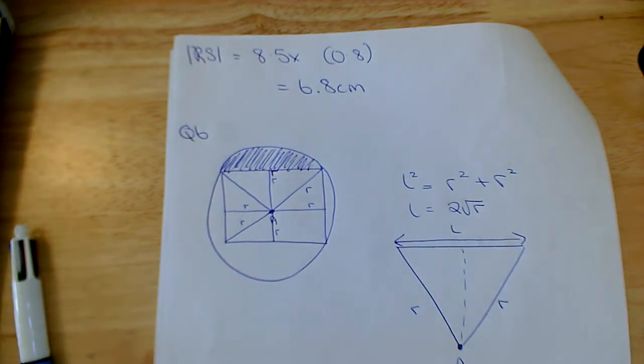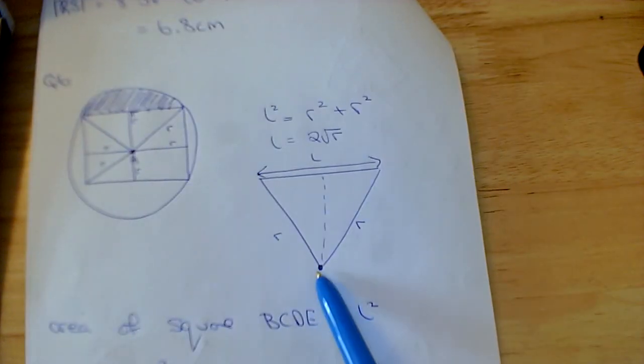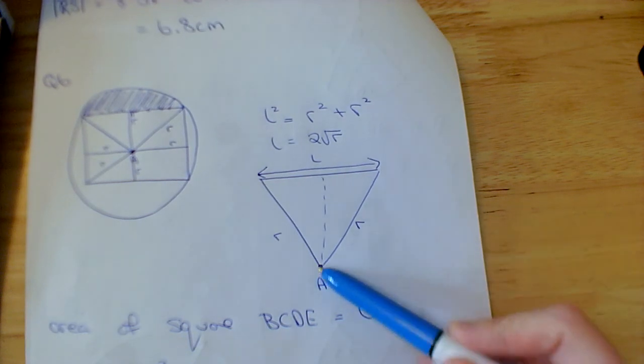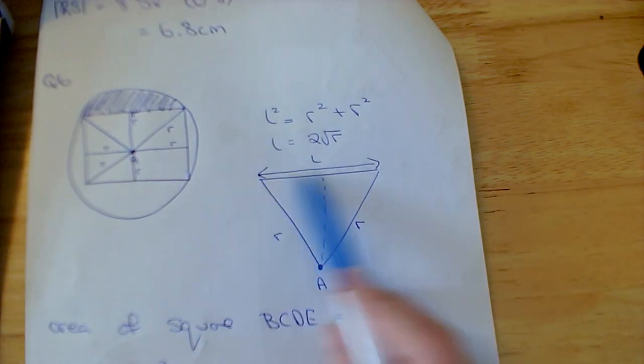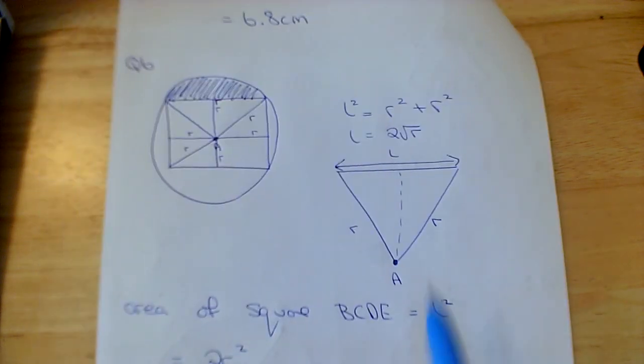Okay, question 6 says that a square is inscribed inside a circle of radius R. Find the area of the square BCDE and the shaded area in terms of R. So I've been told that the circle has a radius of R, and I want to find the area of a square. This is my circle and I have my radius, this is my other radius. I don't know what the length of my square is, and I know that all 4 sides in a square are equal.